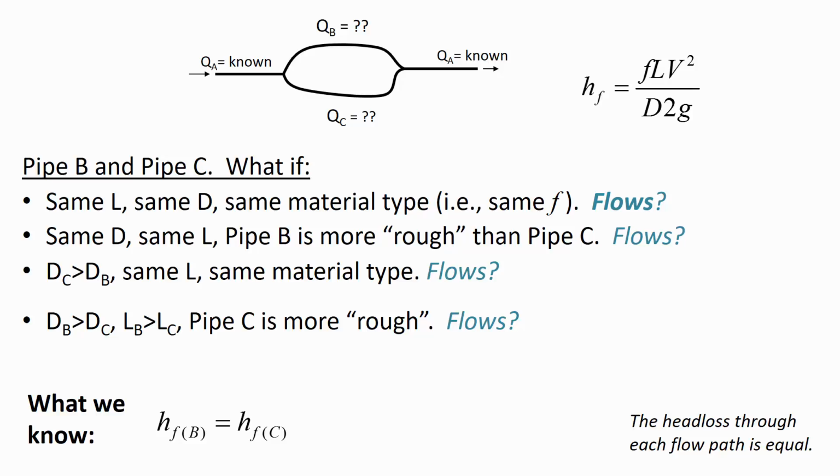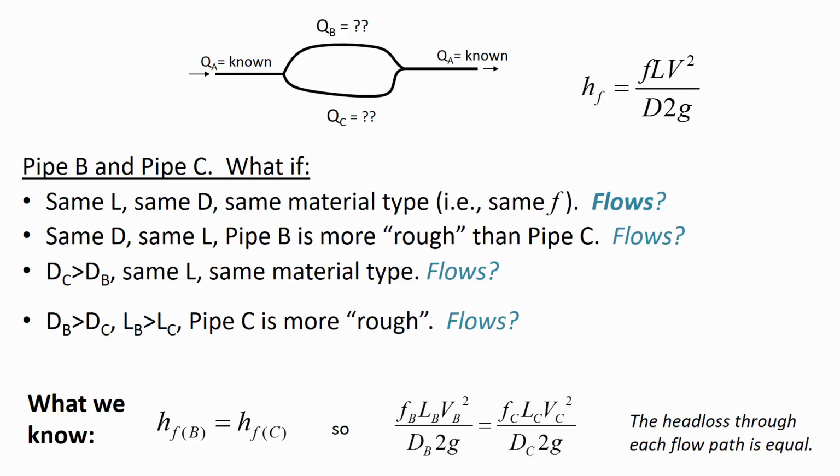So here is the main underlying principle: regardless of which pipe you go through, the energy loss is the same. So the head loss through pipe B equals the head loss through pipe C. And with the Darcy-Weisbach equation, we could substitute in all of the terms for the Darcy-Weisbach equation.